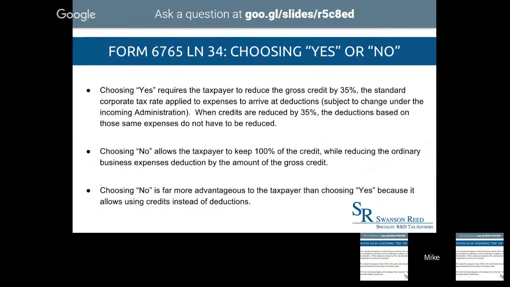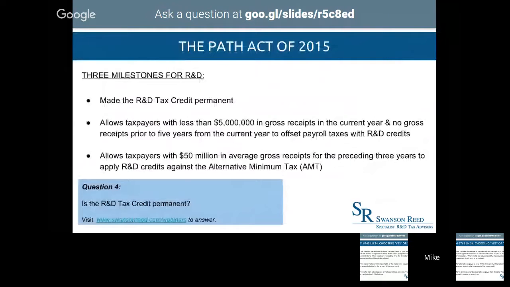Complicated, but again, based on how you do this, you could lose 35% of your credits. Okay, PATH Act of 2015.